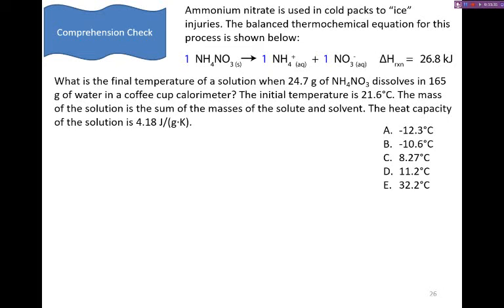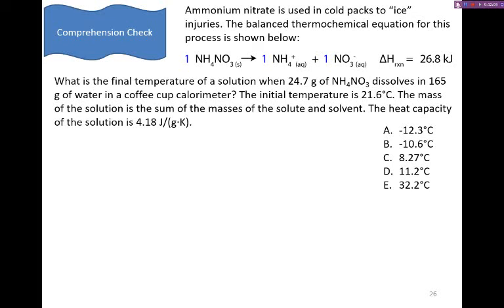Welcome back. So ammonium nitrate is, in addition to being a fertilizer, used in cold packs to ice injuries, and that's because it's an endothermic process when it dissolves. So we want to know the final temperature when we dissolve a certain mass of ammonium nitrate in water. We're given the initial temperature, and we're told that the mass of the solution is the sum of the masses of the solvent and solute, and we're given the heat capacity of the solution.